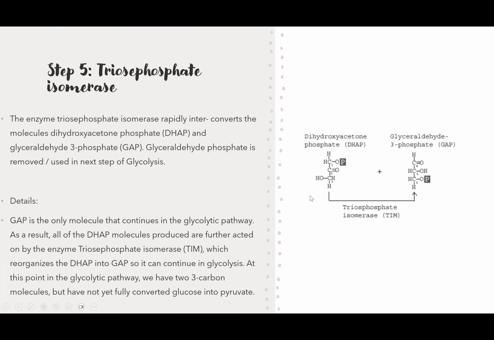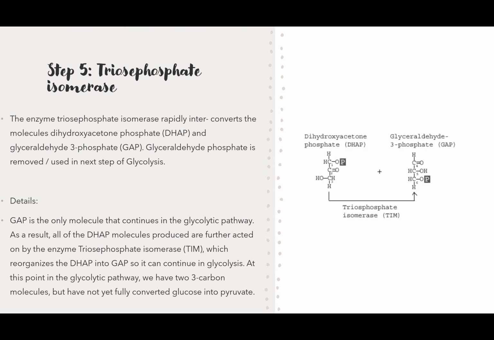And then we have step 5, triphosphate isomerase. Both are triphosphates. What we're going to do is change our dihydroxyacetone phosphate into glyceraldehyde 3-phosphate, and that's what the triphosphate isomerase does. It isomerizes the dihydroxyacetone phosphate into glyceraldehyde 3-phosphate. That's what's happening.